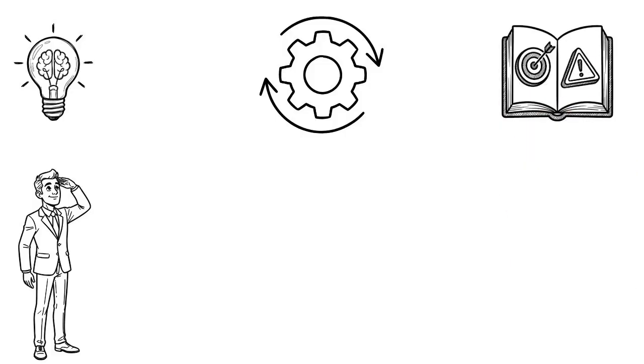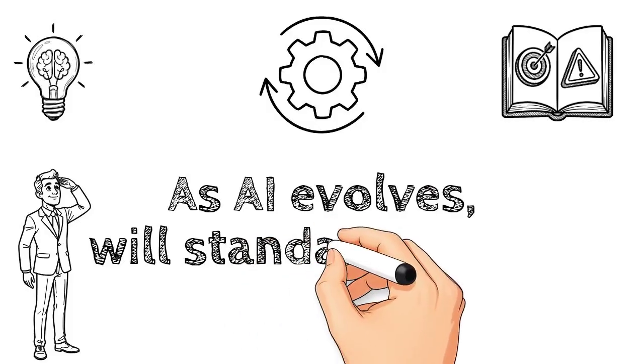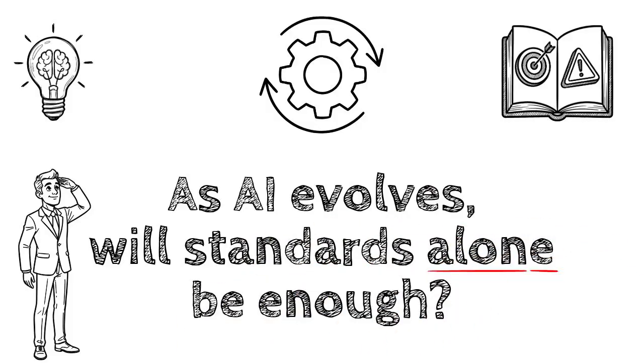But as these AI systems get more and more powerful, more and more autonomous, it leaves us and you with a pretty big question to think about. Will management standards like this, on their own, really be enough to steer us toward a future where AI is used ethically and for the good of everyone?